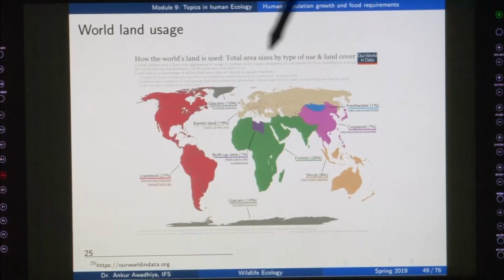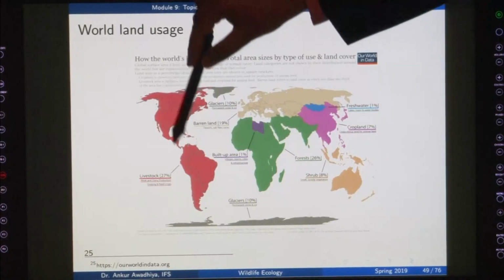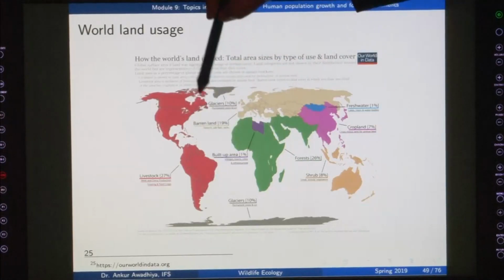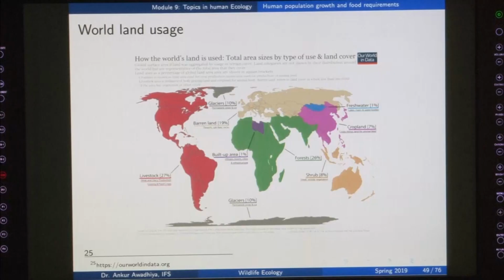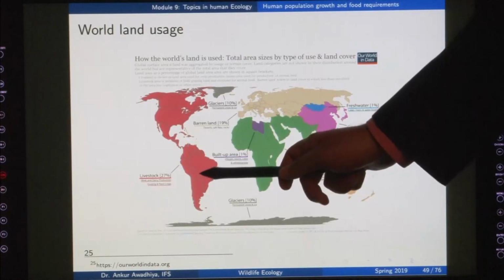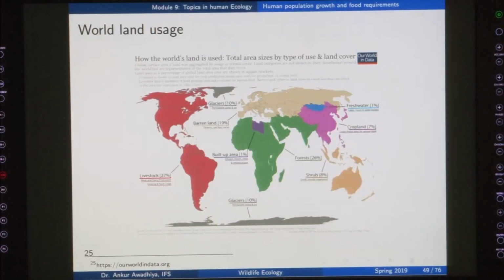Then the red portion is the amount of area that has been diverted to livestock. So, we can see that roughly between 1/4 and 1/3 of the total area of the earth has been diverted to agriculture. It is either cropland, or land that is used for livestock, or land that is being used for grazing.